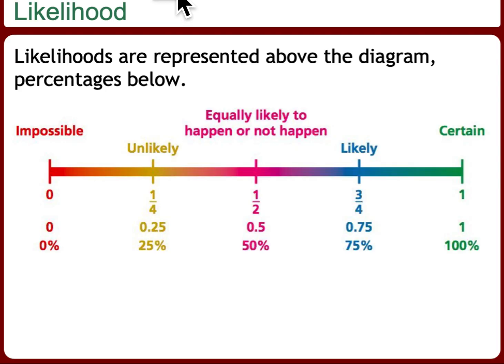Here's an example of likelihoods going from impossible, which is 0, to certain, which is 1. Notice unlikely is somewhere in between, let's say a fourth, written as a decimal 25 hundredths or as a percent 25%. And you can see as we move to equally likely and likely.